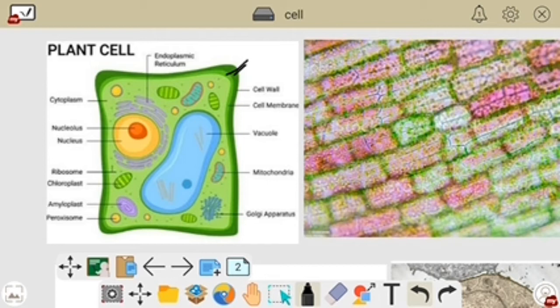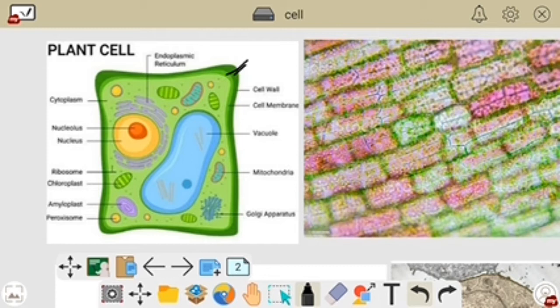So it gives the strength to the plant, and it also gives the protection against the high wind and the variation of temperature and the atmospheric moisture. So it is present only in the plant cell. It is not present in animal cell, as it is a non-living part of the cell.